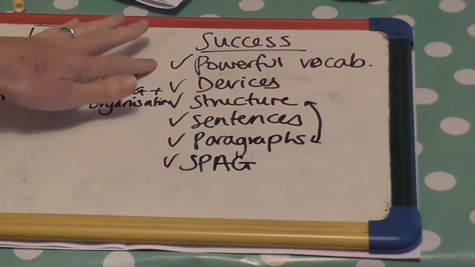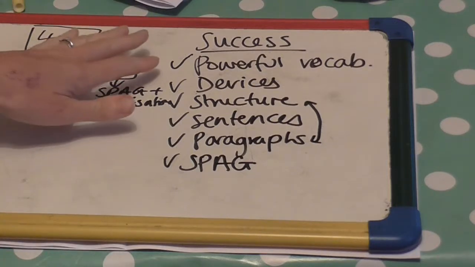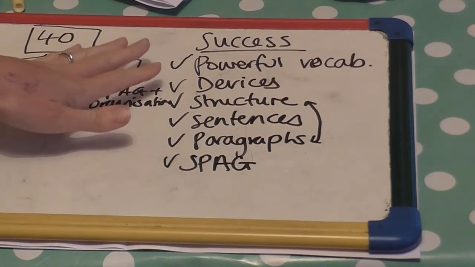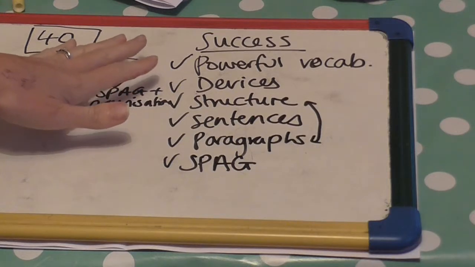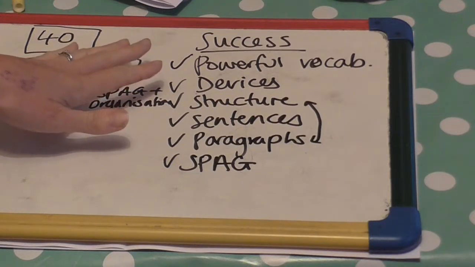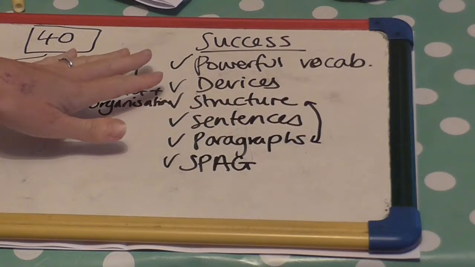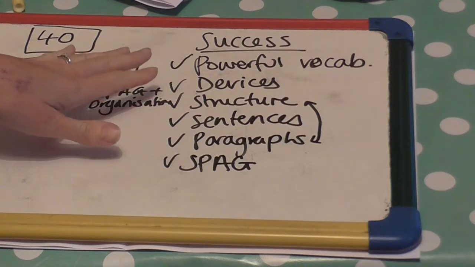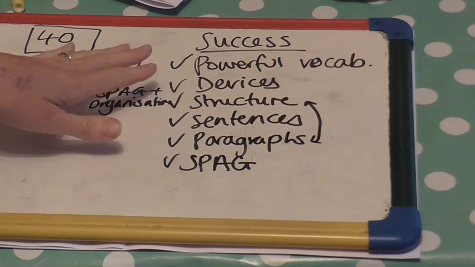So you've got powerful vocabulary, we've got devices. By devices, we mean things such as rhetorical questions, rule of three, short and long sentences, similes, metaphors, addressing the audience.